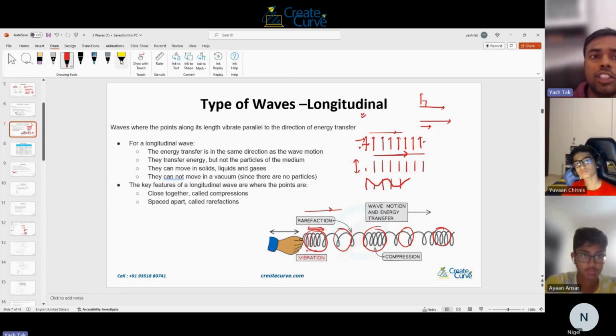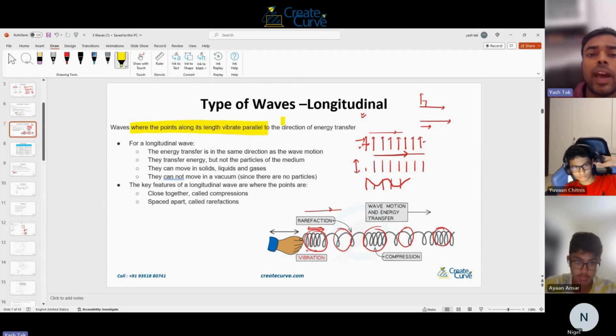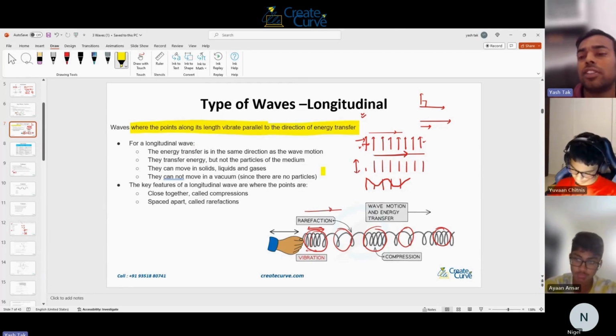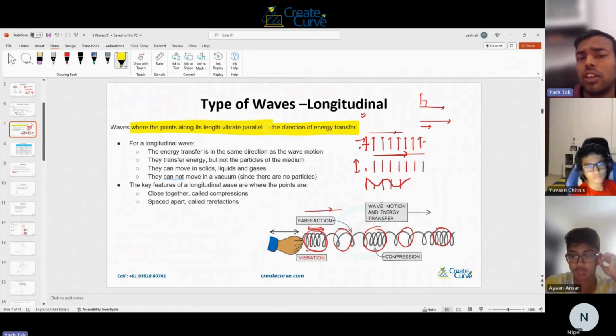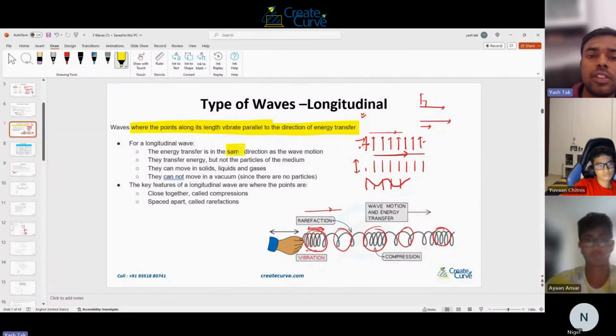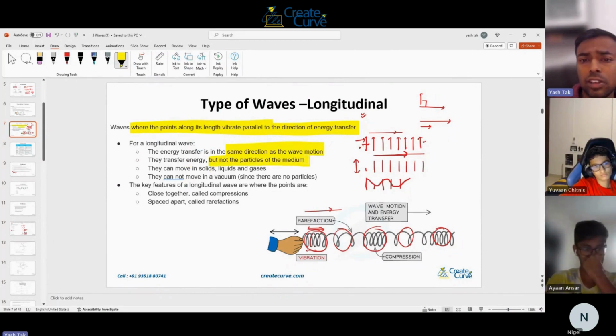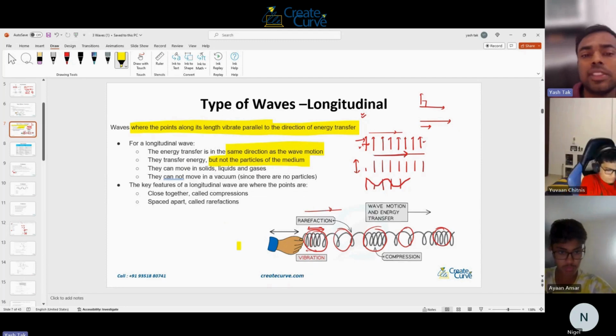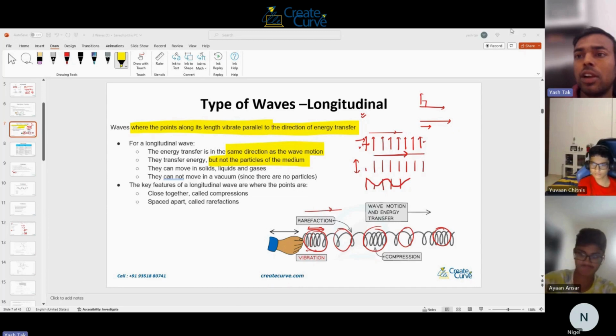The standard definition of a longitudinal wave: waves where points along the length vibrate parallel to the direction of transfer of energy. Basically the wave motion and the vibrations are parallel to each other. Energy transfer is in the same direction as the wave, but the particles of the medium do not travel. The spring motion and sound waves are the best examples of longitudinal waves. So write a heading as longitudinal wave and note a couple of pointers from the slide.